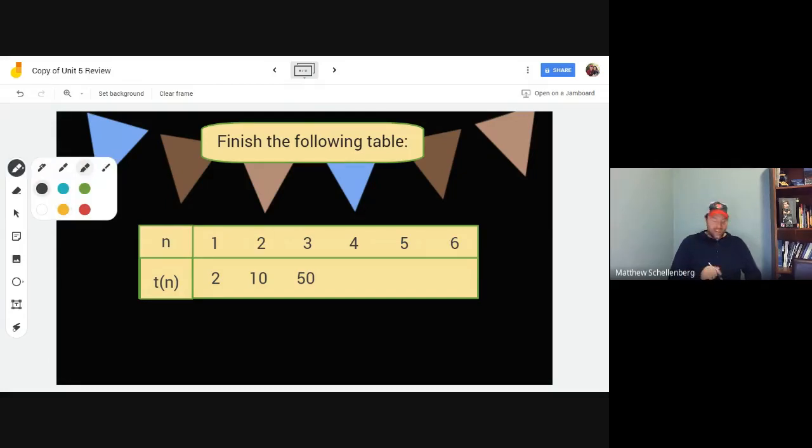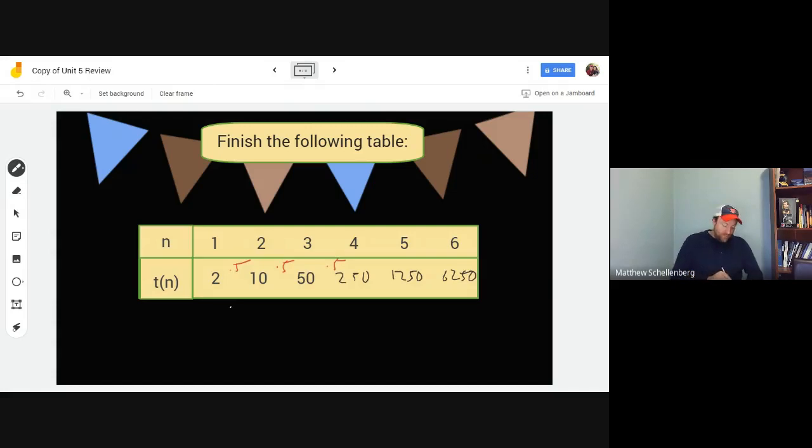Finish the table. So actually the test asks you not only to finish the table, but also give the formula. So let's see if we can do both. The common difference here is 8, and the next one is 40, and I know that's not arithmetic, so it's got to be geometric. So this is times 5. This is times 5. This is times 5. So I'm assuming this is times 5, and so on. So that would make this 250, and this would be 1250, and this would be 6250. And so those are my numbers.